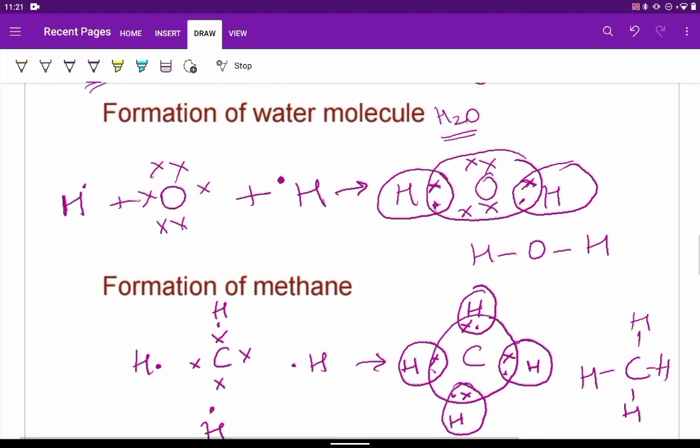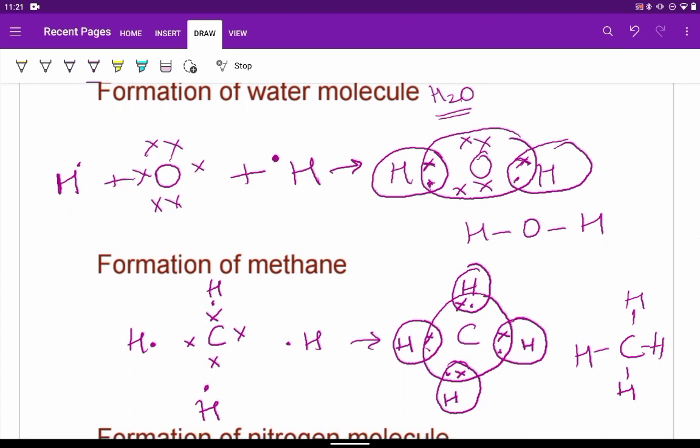Next is methane formation, methane CH4. Carbon will be at the center. Carbon has 4 electrons in the outermost shell. It is not in a position to either donate all the 4 electrons or gain 4 more electrons to complete the octet. So it will go for sharing.